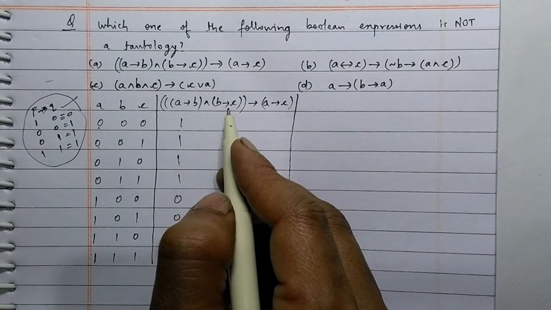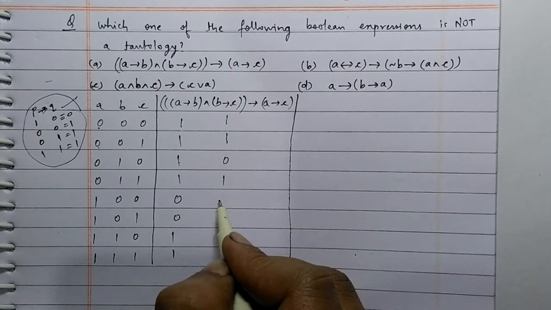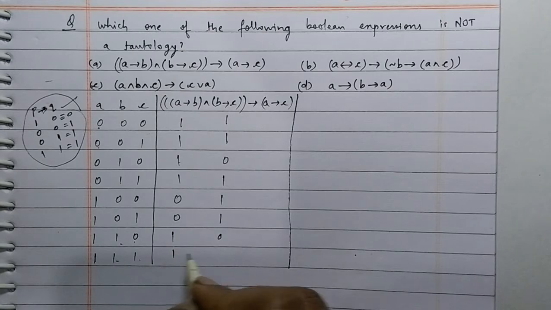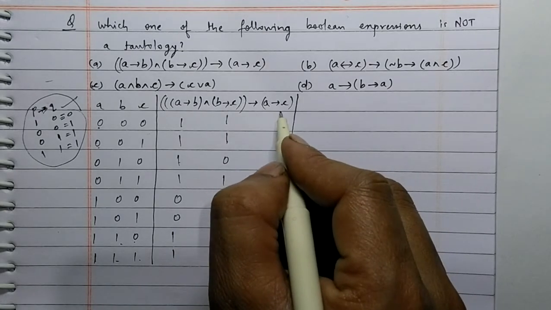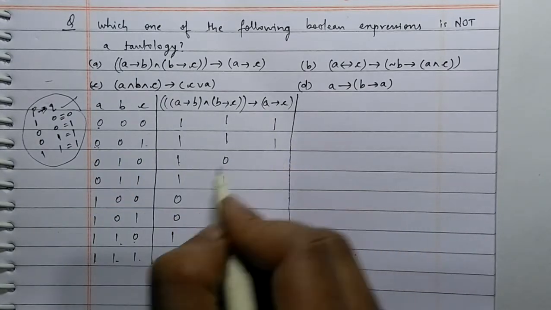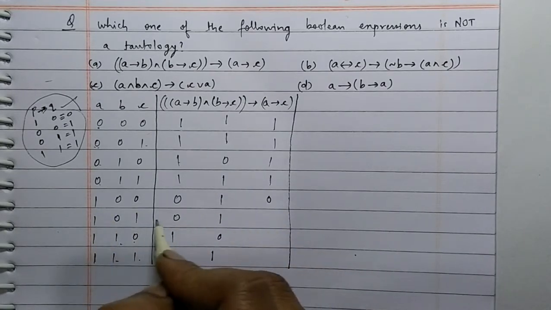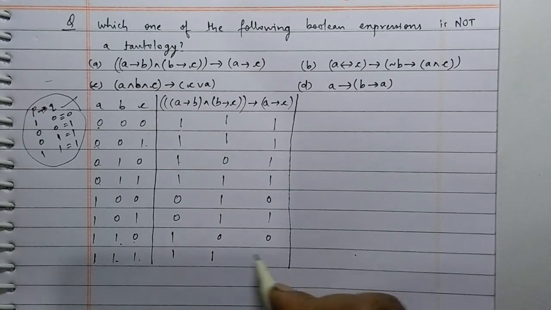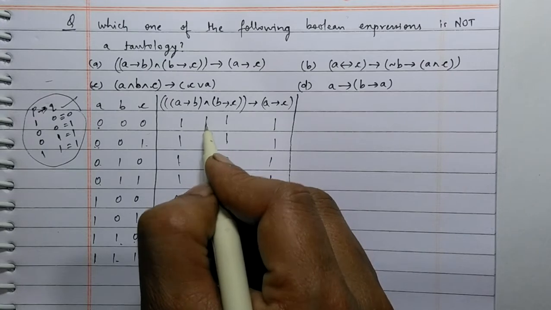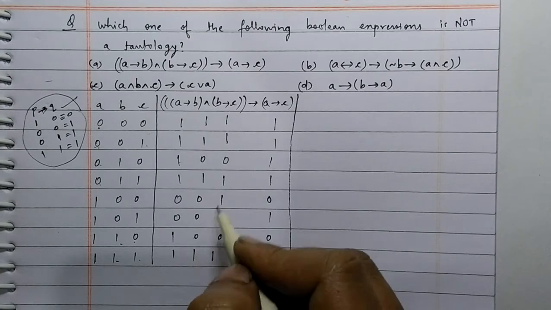B implies C: true, true, false, true, true, again true, 1 0 again false, 1 1 again true. A implies C: again it is true, true, 0 0 true, 0 1 true, 1 0 false, 1 1 true, 1 0 false, 1 1 true. Now the AND will be 1 1 0 1 0 0 0 1.